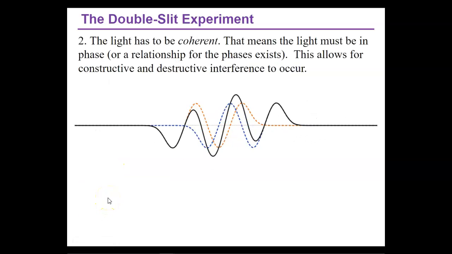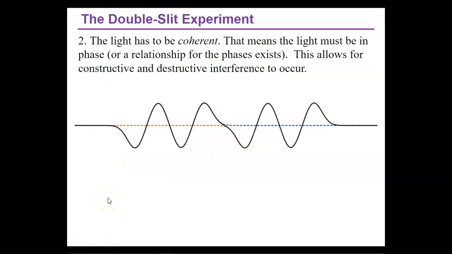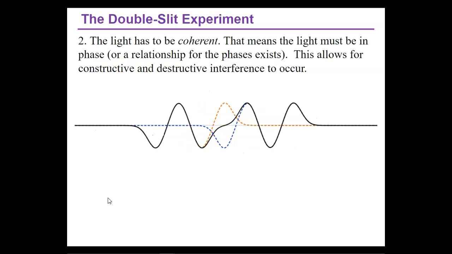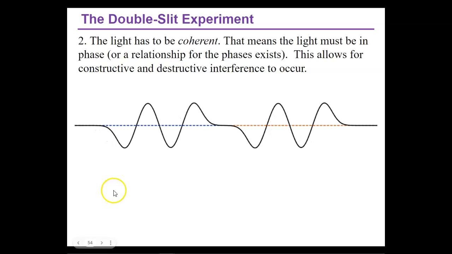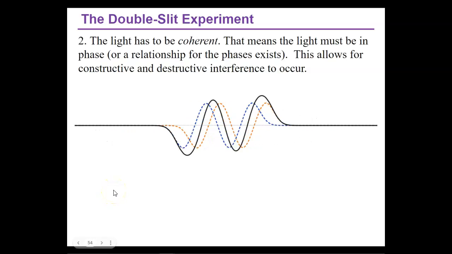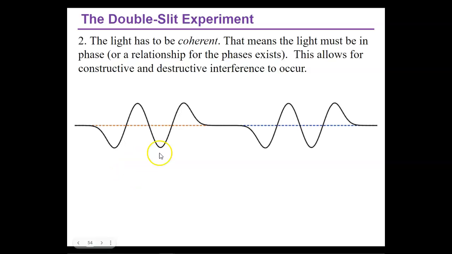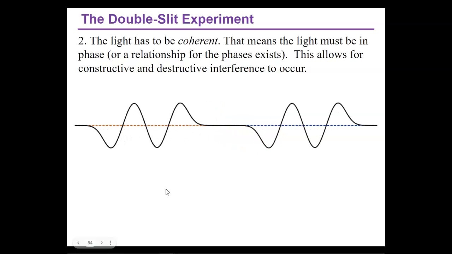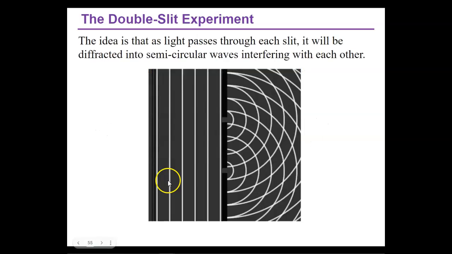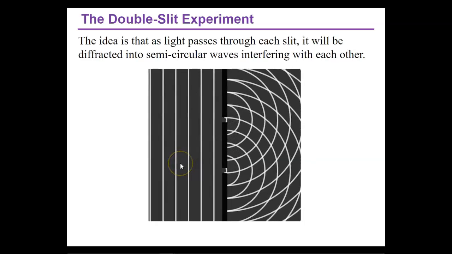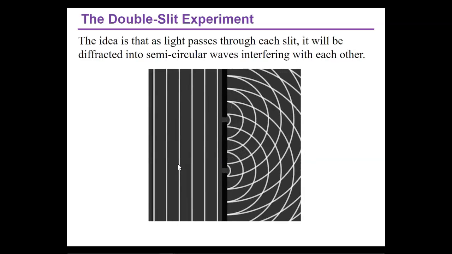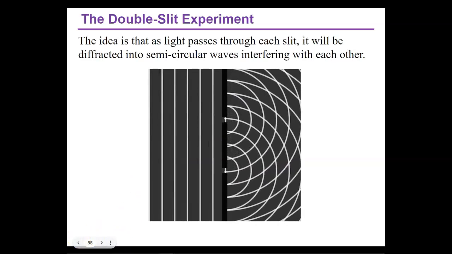The light has to be coherent. That means the light must be in phase, or a relationship for the phase exists. This allows for constructive and destructive interference to occur. Right? Remember, constructive interference: crest meets crest, gets bigger. Trough meets trough, gets bigger in the opposite direction. Meanwhile, crest meets trough, you get destructive interference. The idea is that as light passes through each slit, it'll be diffracted into semicircular waves interfering with each other.